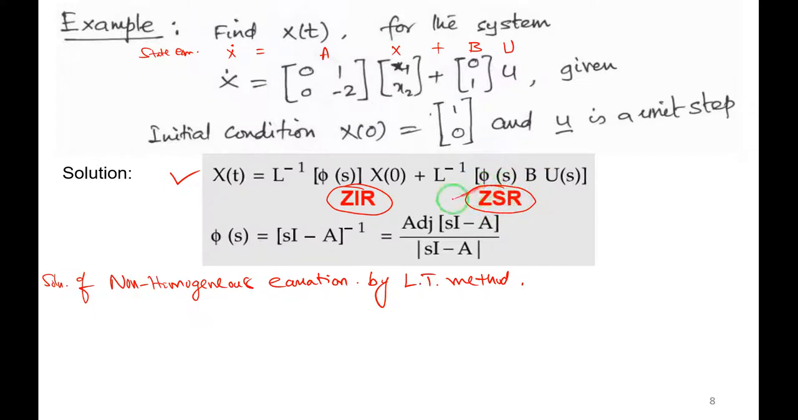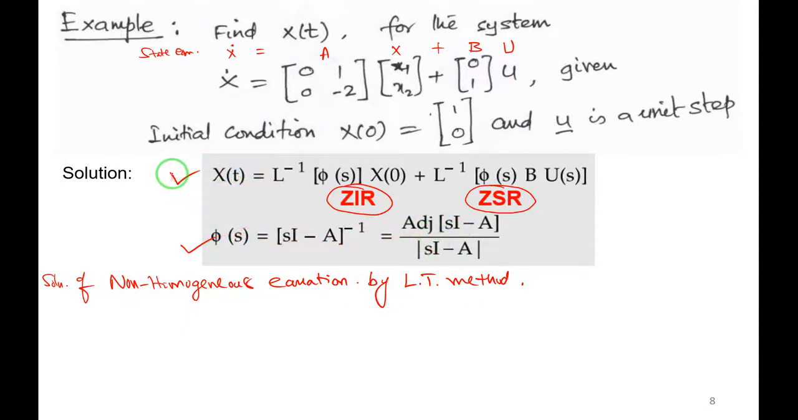So we call it the zero state response. This you already know. If it is a homogeneous equation, I will get only the first term: x of t is equal to the Laplace inverse of phi of s into x of 0 in the Laplace domain. In the time domain it is x of 0 into e power At, if you remember, for the homogeneous equation. First we will obtain these one by one. We know phi of s equals (sI minus A) whole inverse, which is the adjoint of the matrix divided by the determinant.